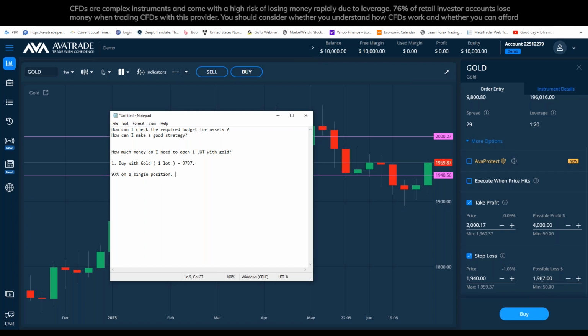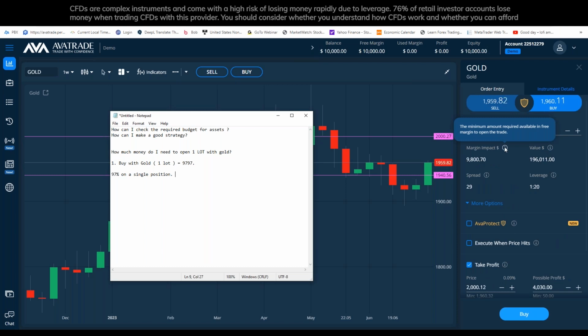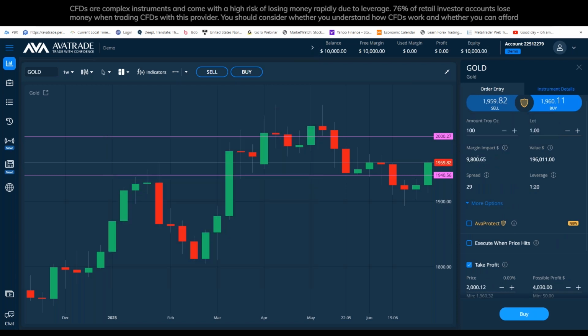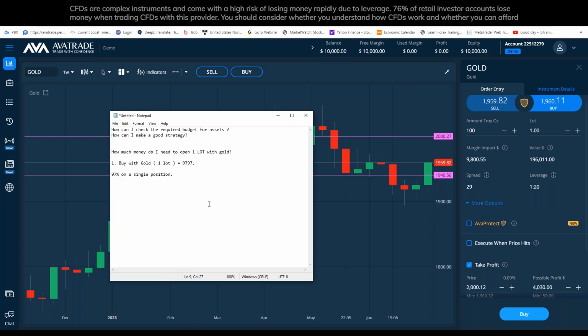Can I even get here, though? Can I get here? Look at the necessary amount. We said that this is the necessary amount, right? This is what I need to open. Let me put it down here. Then we can learn a bit better.